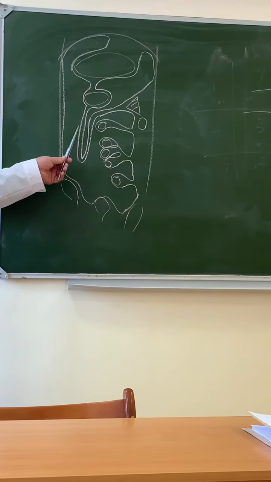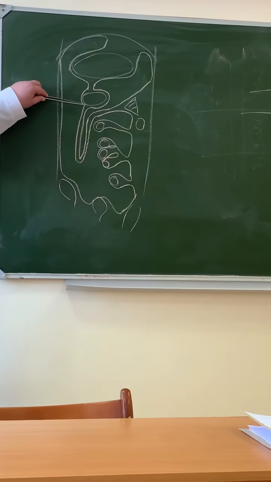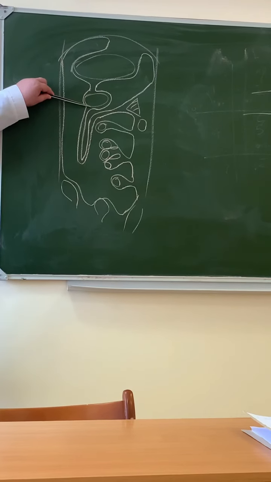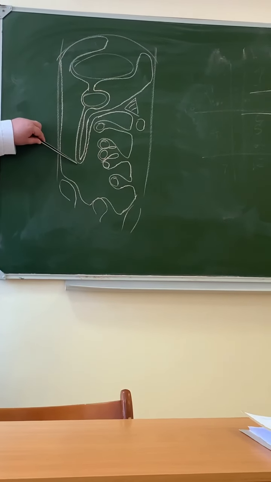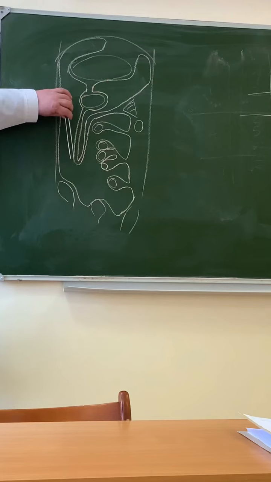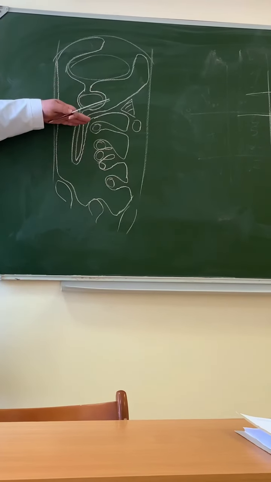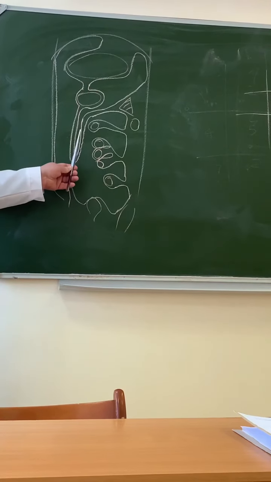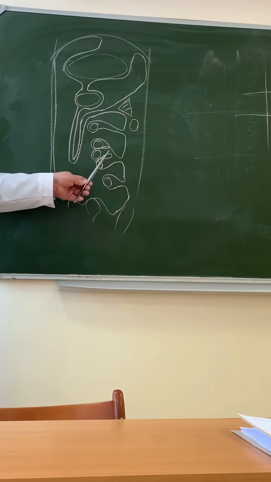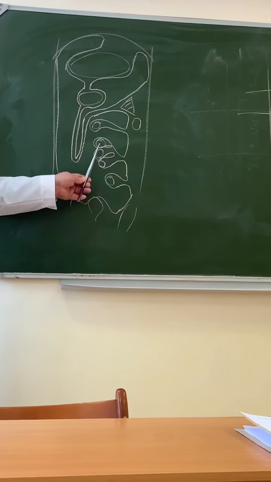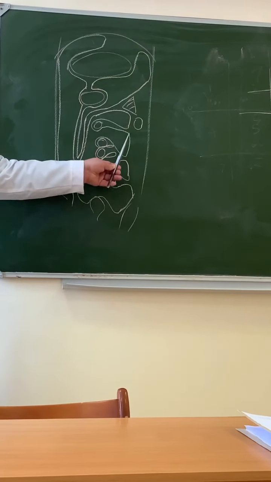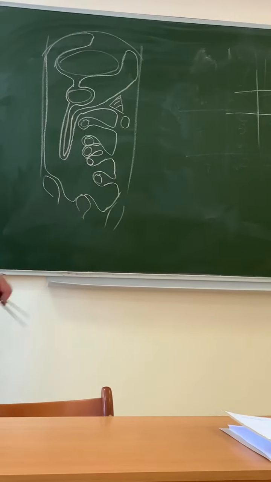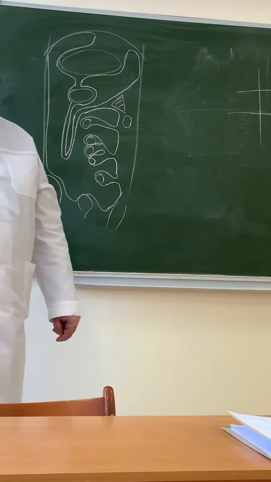That is why the difference: the greater omentum is four layers of peritoneum which start from the greater curvature of the stomach and make a blind loop in front of the intestine, and the mesentery joins the intestine with the posterior abdominal wall. That is the difference. Something else?